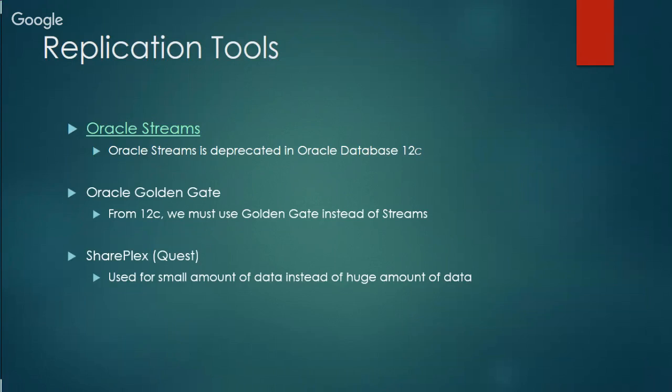Then we also have a competitor to Golden Gate that is known as SharePlex. It is from the Quest company. It is used for small amounts of data instead of huge amounts of data. I tried to compare SharePlex and Oracle Golden Gate. Of course, Golden Gate is pretty costly, but when you have a small amount of data which needs replication, you would prefer going to SharePlex rather than Golden Gate.